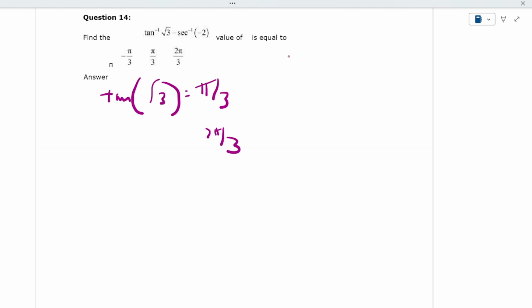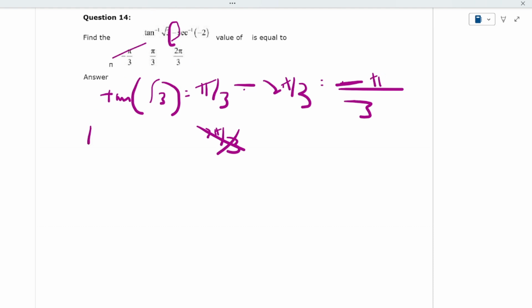If you do pi by 3 minus 2 pi by 3, 3 would be the LCM, and the sign is minus because 2 pi by 3 is greater than pi by 3, so you keep the minus as it is and pi would be remaining. So minus pi by 3 is the answer, option B again.